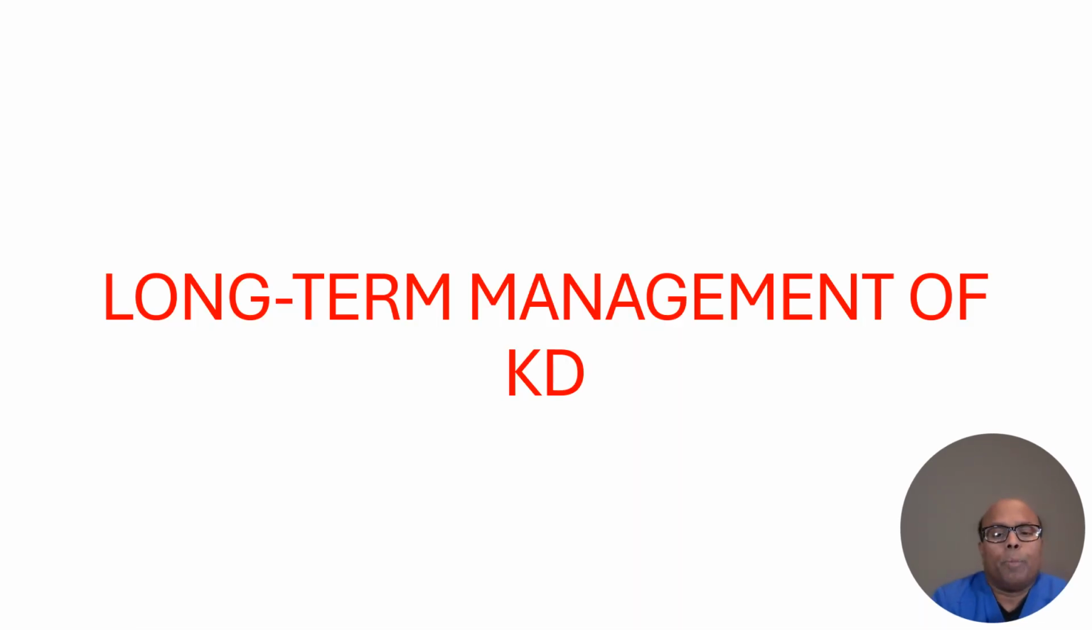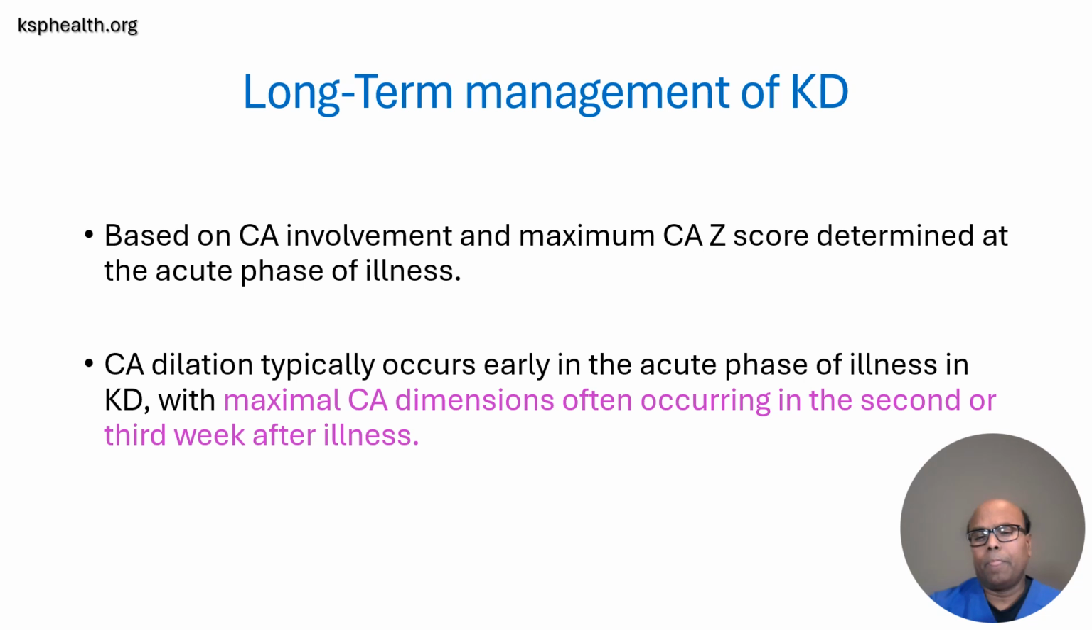Now move on to the long-term management. The long-term management of Kawasaki disease is based on coronary artery involvement and the maximum Z-score determined at the acute phase of illness. CA dilation typically occurs early in the acute phase of illness, and the maximum CA dimension often occurs in the second or third week of illness.